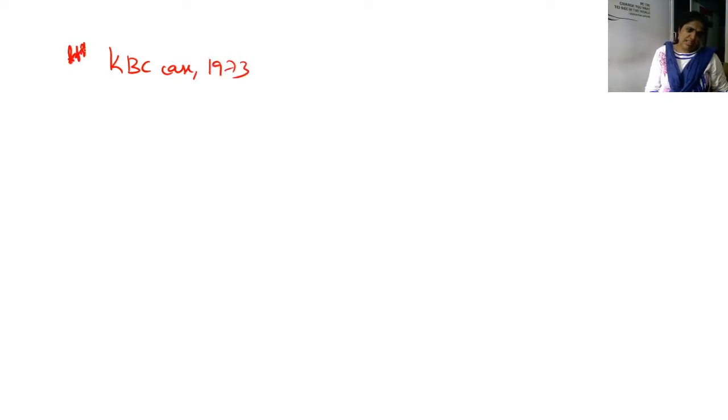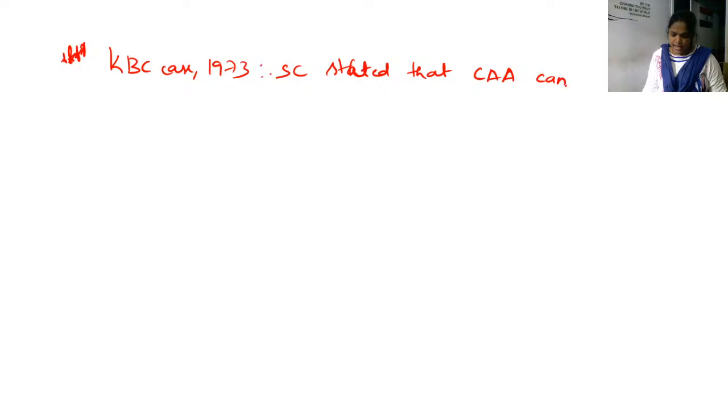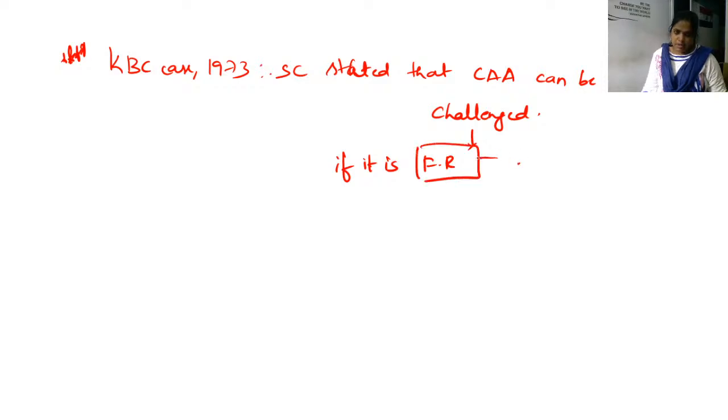Even this is a star mark case, the Constitution will be revolving around this case so much. Kesavananda Bharati case, 1973. In this particular case, the Supreme Court stated that constitutional amendment acts also can be challenged. Understand, in this particular case, that constitutional amendment acts can be challenged if they are violating the fundamental rights, which is the main part of this.